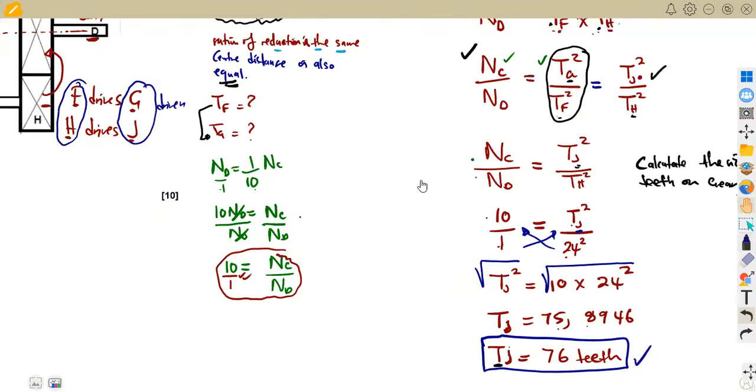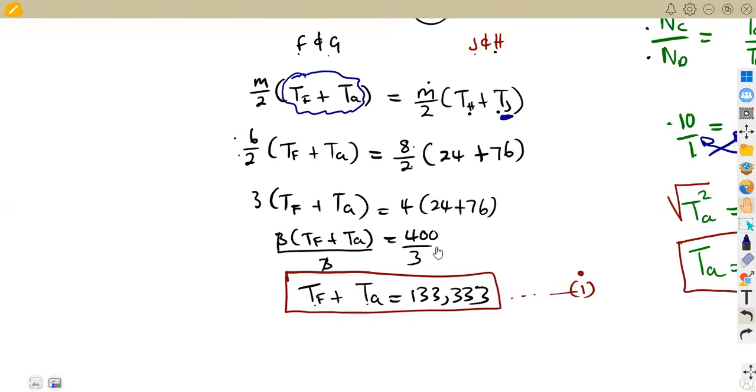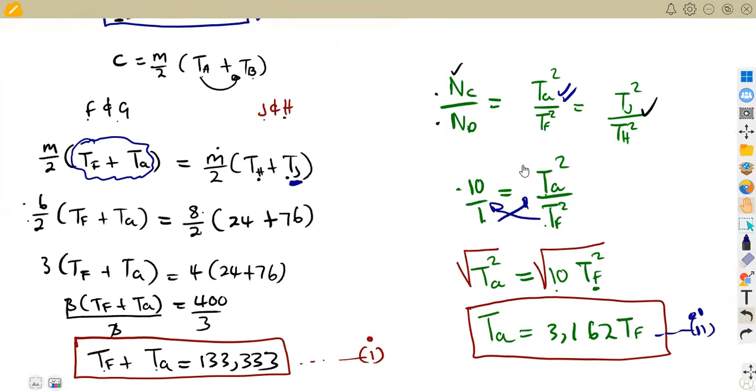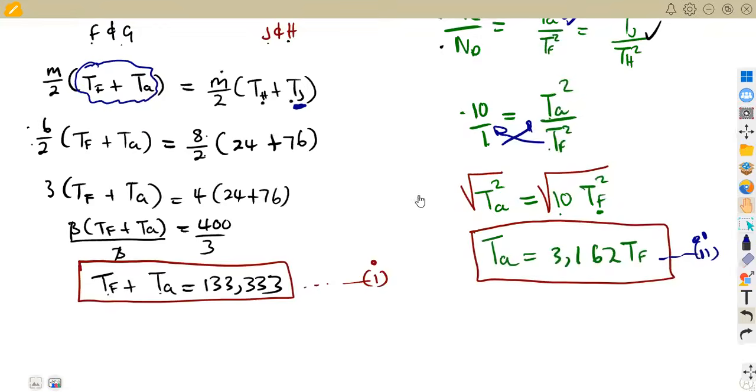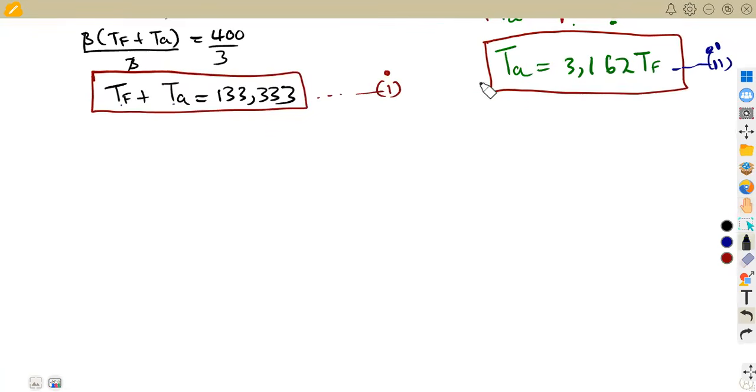So we have formulated simultaneous equations from the center distance, and also from the ratio of the speed to the product of the driven over the driver, and the concept that we have the same ratio. That is where we ended now. So at this stage, we can calculate TF and TG. From equation 2 already, TG is the subject, so I can substitute TG in equation 1. So we are going to substitute equation 2 into equation 1.